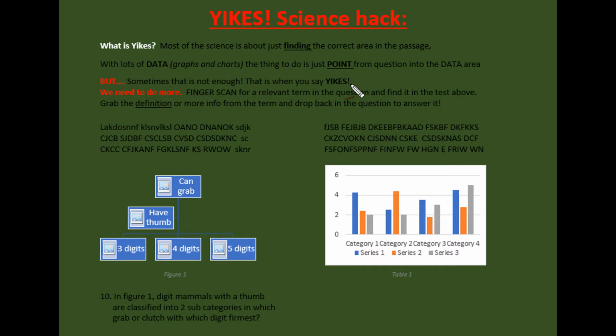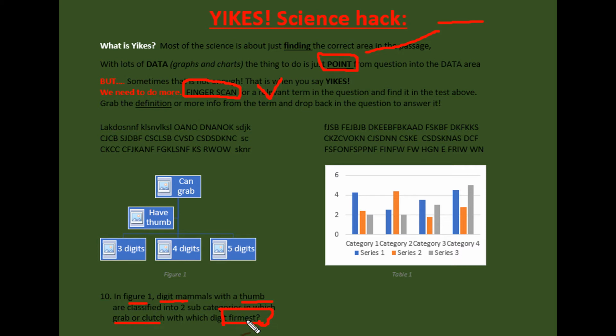So what we need to do is, when we pointed, we got to the right area from the underlined text. We can't answer the question. Now we just need to lift up your finger that's in the answer choices and finger scan for a word that's relevant. Like I said before, I like verbs in science. So we already did this. It's figure 1, digit mammals, thumb, grabbing or clutching, and digit that's the firmest. Okay, so since we already pointed to all this, do you see how firmest, that's like an action?